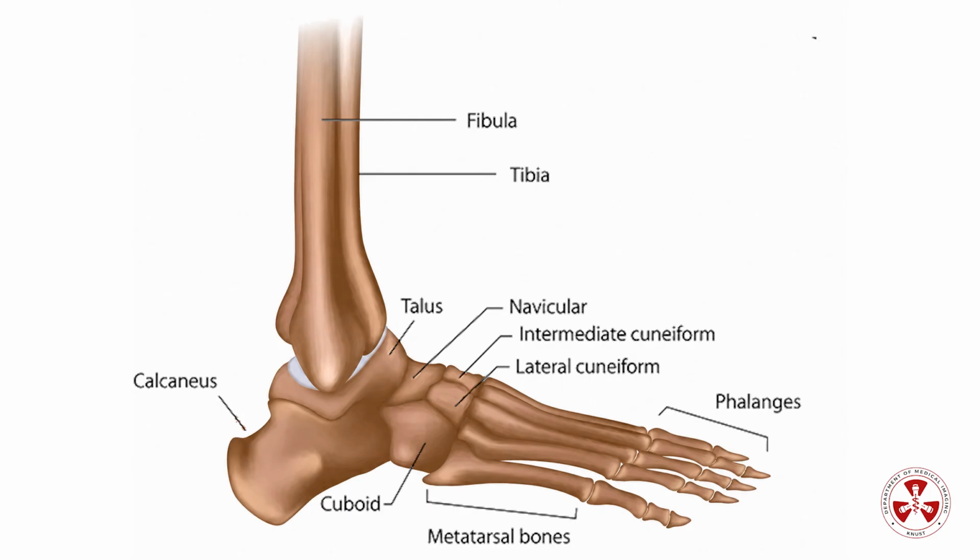Much like the hand, each toe is divided into sections, a proximal, middle, and distal phalanx, with the exception of the big toe, which only has 2. And that covers the foundational skeletal framework of the foot and ankle.